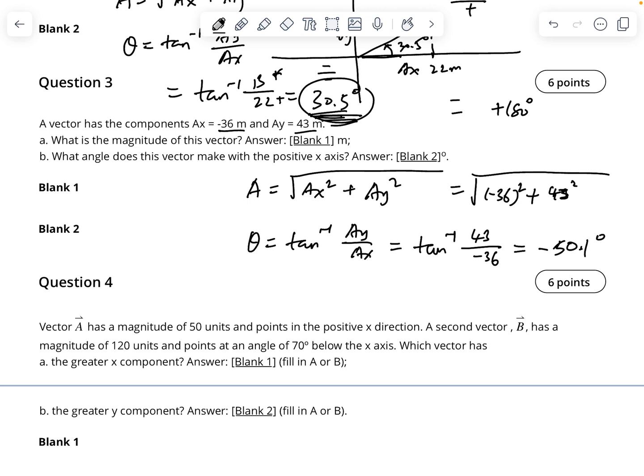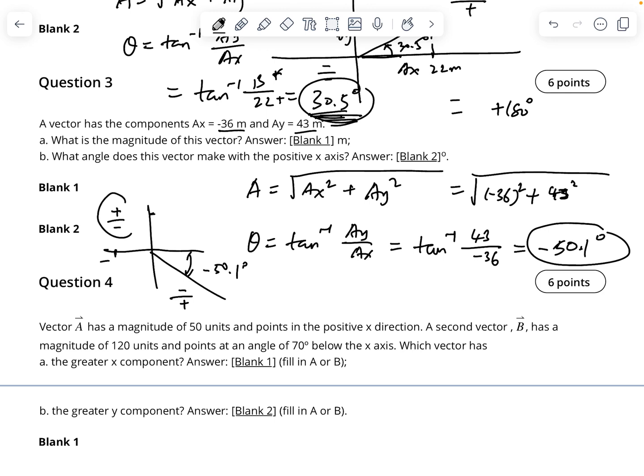Now let's check the angle. Ax is negative and Ay is positive, so positive over negative, you get a negative angle, negative 50.1 degrees. But this actually is a third quadrant. For a fourth quadrant, Ay is negative and Ax is positive. But this one is positive and negative, which means this angle is not the right angle, because this is a fourth quadrant angle.